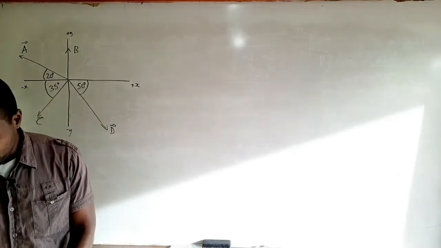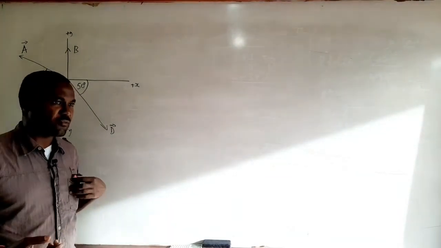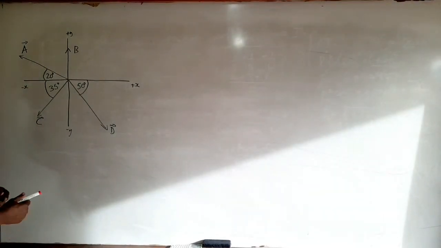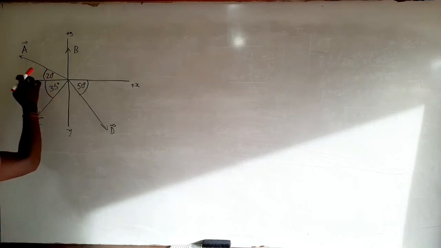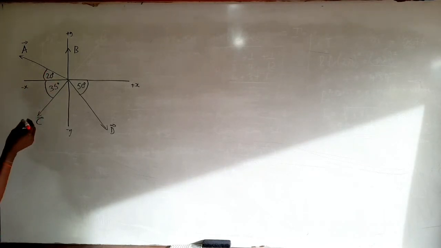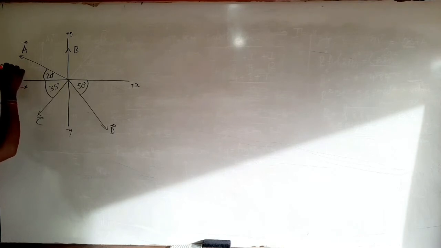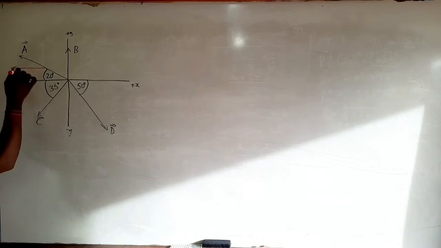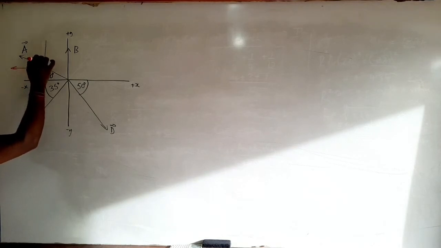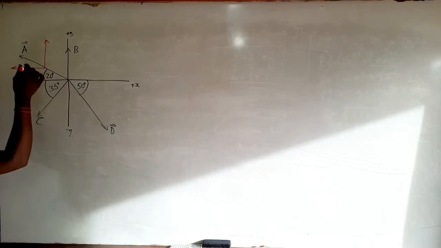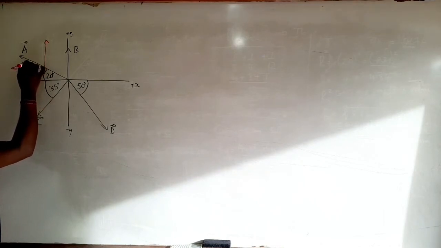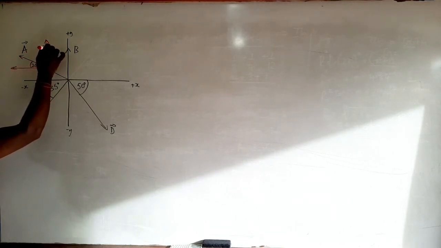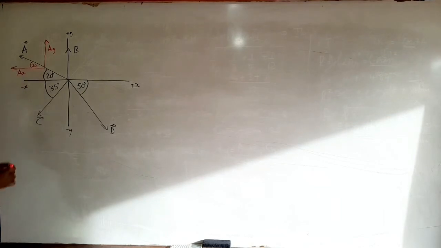So firstly, what we will do is resolve these vectors into their respective components in the y and x directions. Now let's start with vector A. Vector A is acting in this direction, and it will have two components. It will have a component acting in the negative x direction, and it will have a vertical component acting in the positive y direction. And this angle is still 20 degrees.